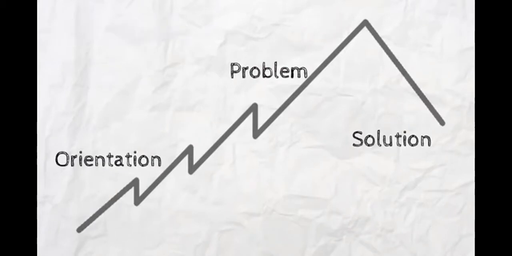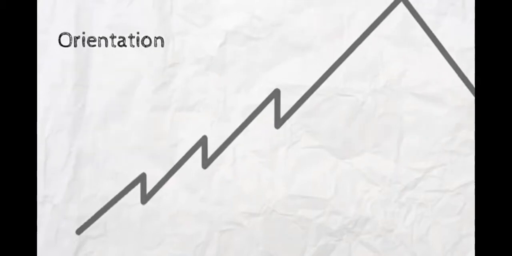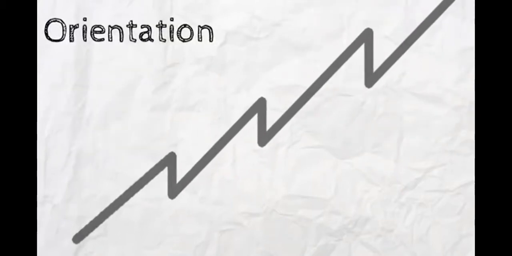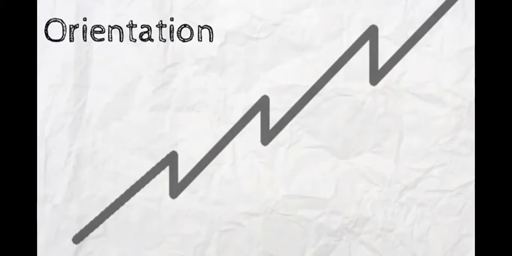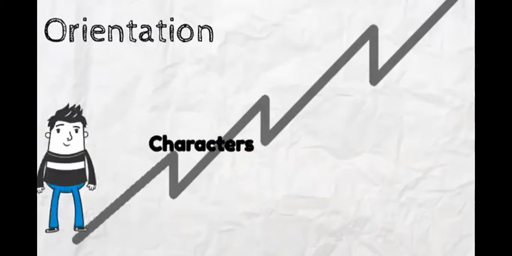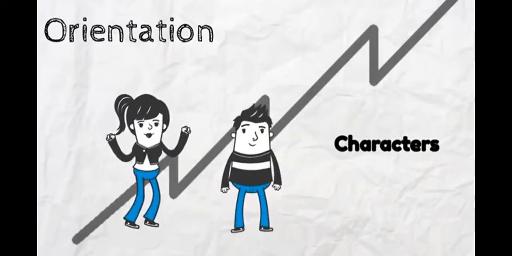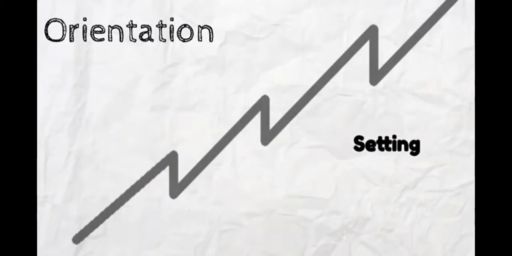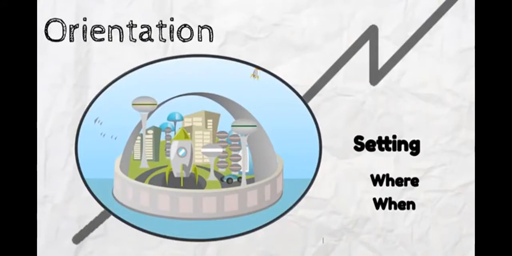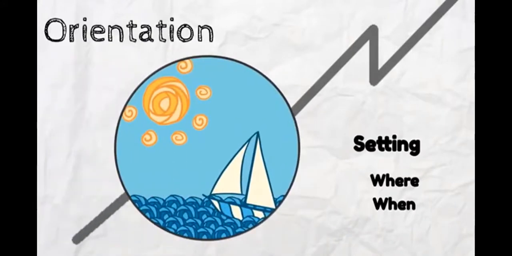Let's look at each of these in a bit more detail, starting with the orientation. The orientation serves a very important purpose in a narrative. It introduces the reader to the characters in the story and the setting. The setting is the where and the when of the story. Perhaps the story is about some friends exploring a futuristic city, or maybe the story is a tale of an adventurer who is exploring the high seas on a sailing boat.